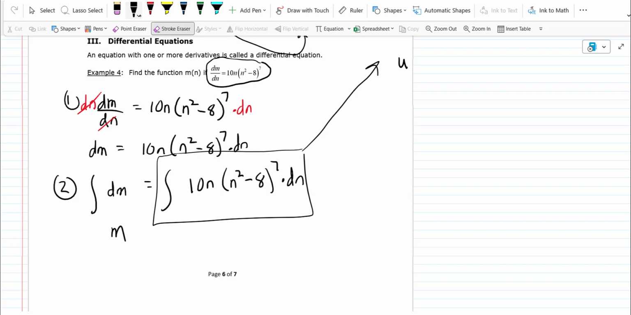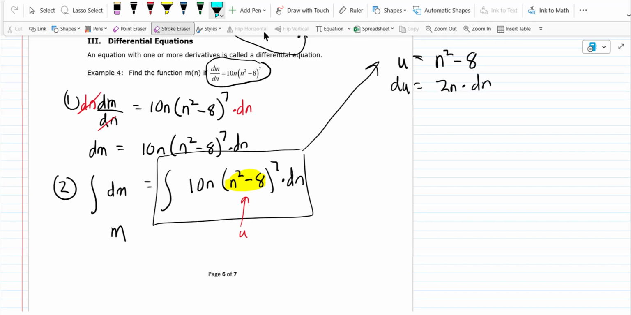And let's think about u. So what do you want me to set u equal to? N squared minus 8 is a good thought. So let's let u be that piece right there. So we know that's going to become your u. We're going to end up with u to the 7th. Now the next thing is when we do du, what's du? 2n times dn, like that.